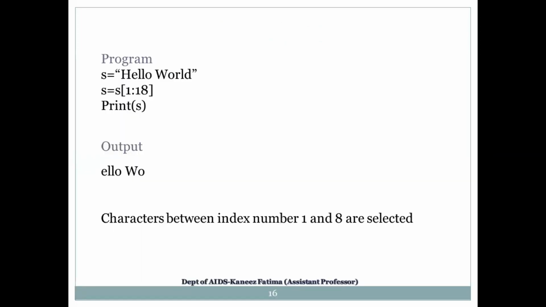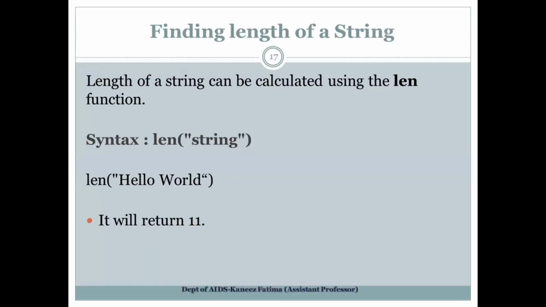Next we have an example for the same thing, with index numbers starting from 1 to 8, which is the example we learned for slicing. Now we are moving towards the next topic, finding the length of a string. The length of a string can be calculated using the len function. We use len here to display the length of a string. Length of hello world will return 11.